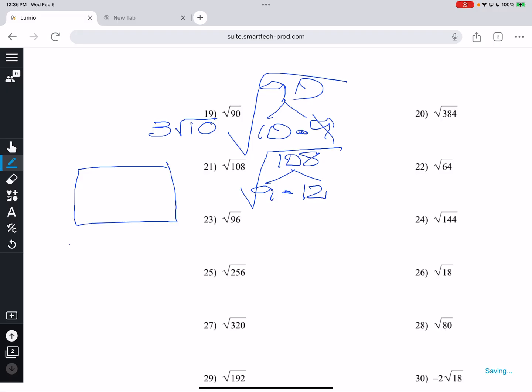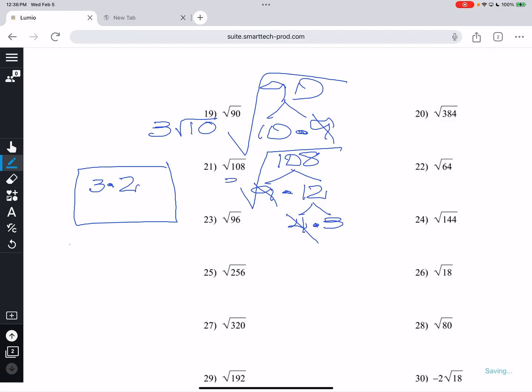The 9 comes out as a 3. 12, what does it break down into? 4 times 3. Are either perfect squares? 4. It breaks down as a 2. And then 3 is prime, so it has to stay.